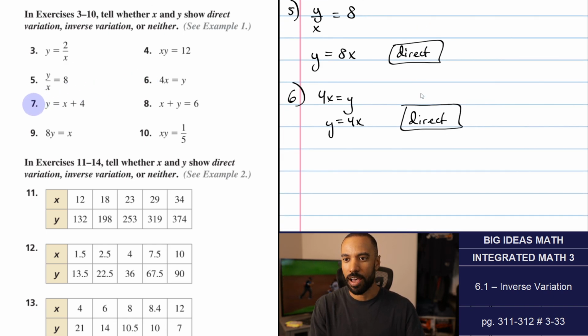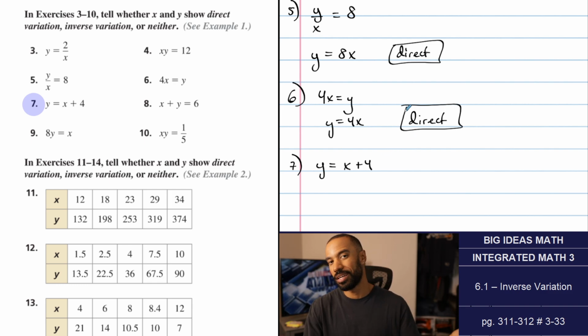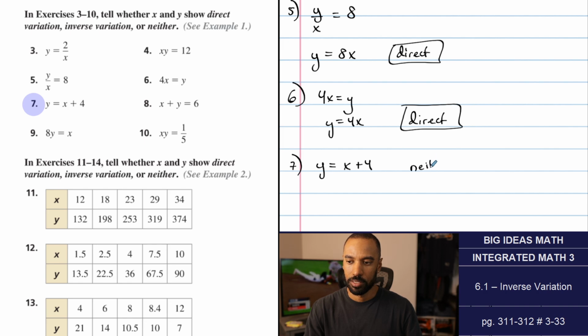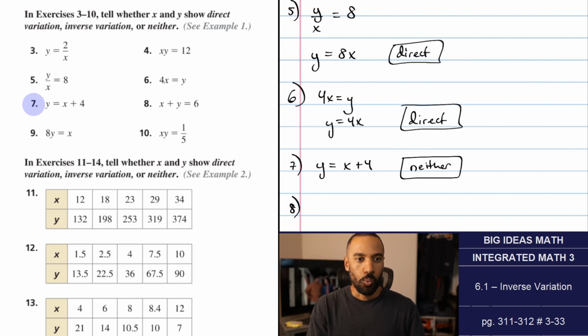Now that we have a sum of values, that's not how variation works with respect to the definition and what we're doing with it. When x equals 0, y doesn't equal 0. This ain't direct variation. This is a neither case. You can't get it in that form a times x or a over x. Therefore, they're not all the same.